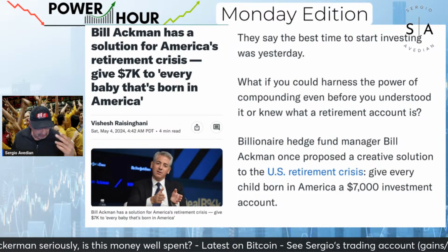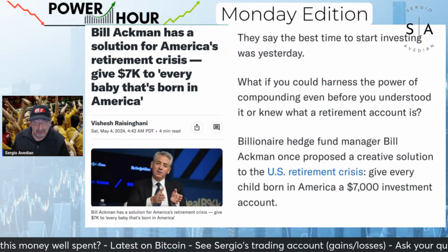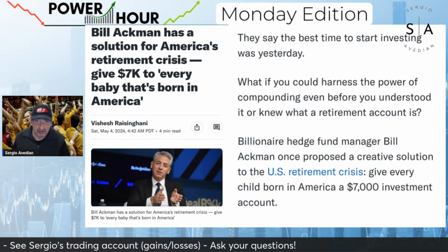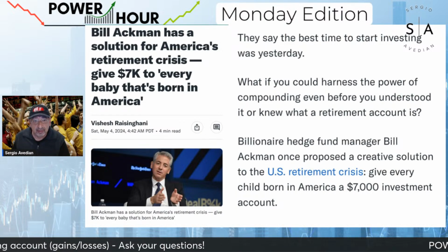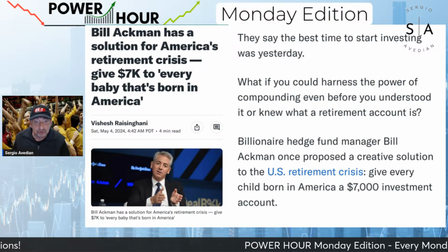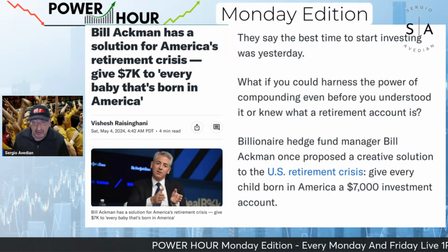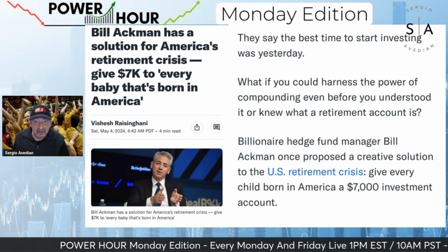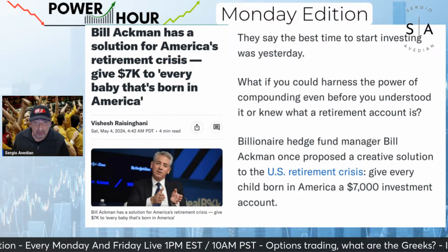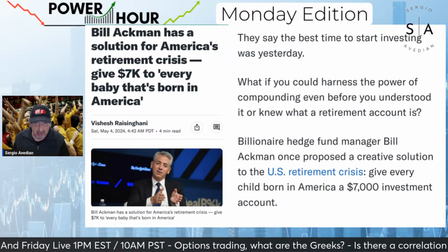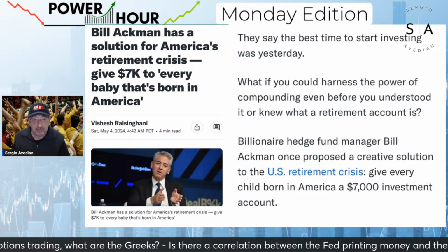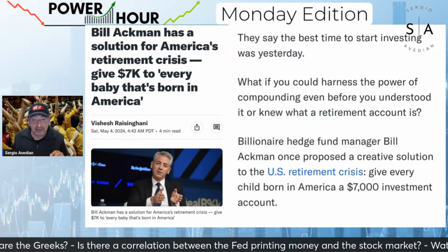The numbers I'm going to read off this article, because I didn't want to memorize it, are very clear. They say the best time to start investing was yesterday. Agree. What if you could harness the power of compounding, which we talked about in a video on the channel, even before you understood it or knew what a retirement account is? Billionaire hedge fund manager Bill Ackman once proposed a creative solution to the U.S. retirement crisis: give every child born in America a $7,000 investment account.